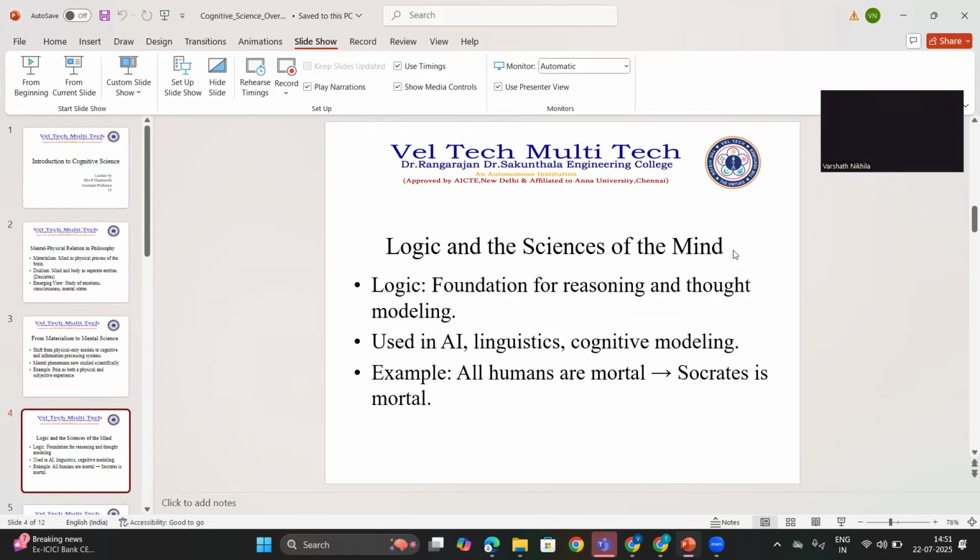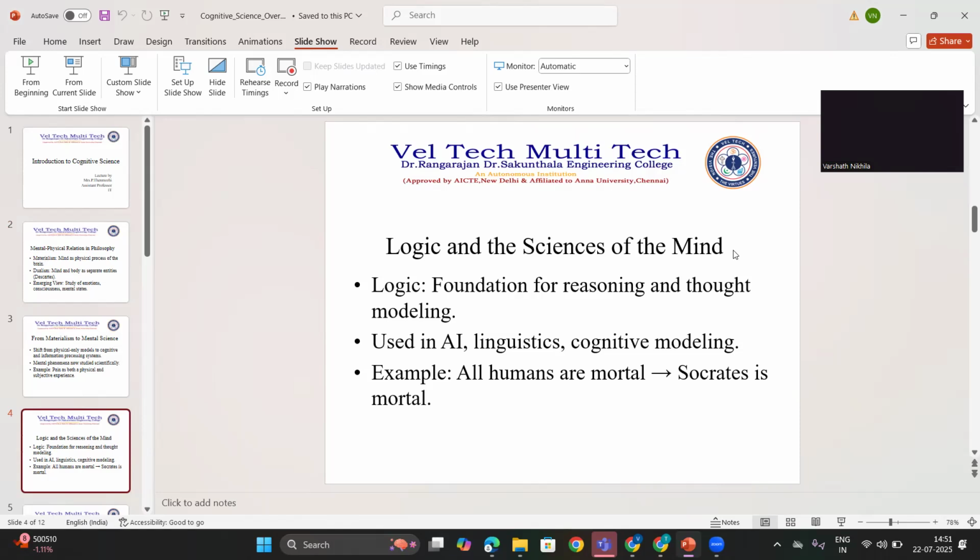Some of the key components are explained: formal logic and informal logic. First, let's see formal logic. Formal logic is a modeling tool. Propositional logic models reasoning about statements that are true or false. The third one is predicate logic, which extends propositional logic to handle relations and quantifiers. Modal logic addresses necessity, possibility, knowledge, and belief.